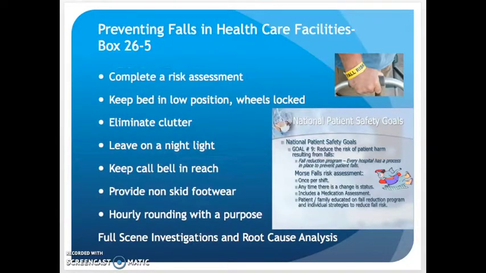On this next slide, you see different interventions you can make to prevent falls in healthcare facilities. You can complete a risk assessment. This should be done on every patient. And as you see in this box here, it's one of the national patient safety goals to reduce the chance of harm from falls. And they give you an example of one of the fall risk tools, which is the Morse Falls Risk Assessment. It should be done once per shift, anytime there's a change in the status of the patient, and anytime the patient and the family should be educated on the fall reduction program and strategies to prevent falls.